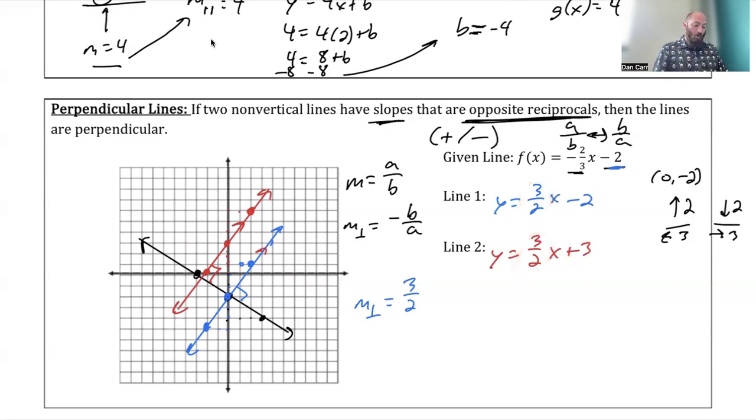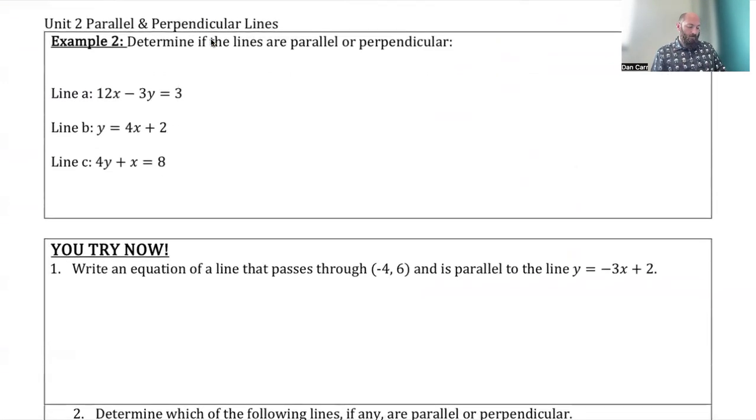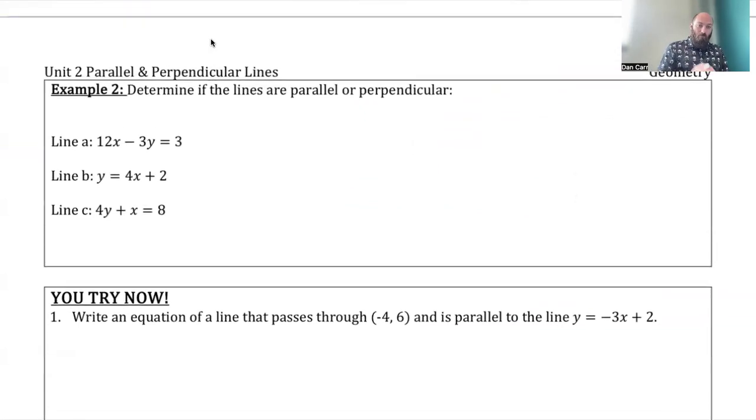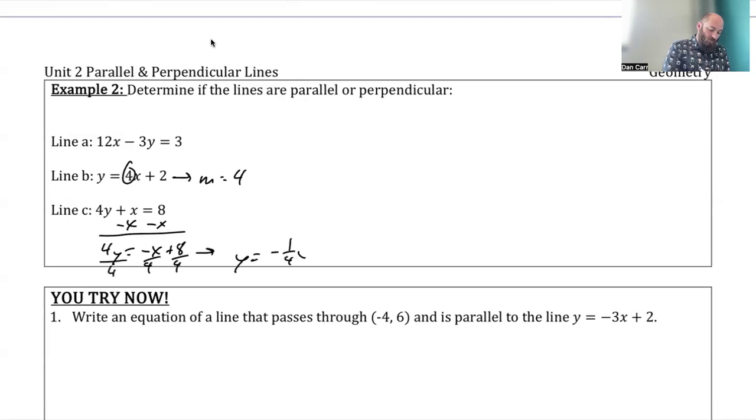All right. So, determine if the lines are parallel or perpendicular here. The biggest thing is we have to identify the slope in each case. For line B, that one's really straightforward. My slope is 4. For everything else, I need to do a little bit of changing around. I'll start with this one. I'll subtract x from both sides. 4y is equal to negative x plus 8. Then I divide everything by 4, so I get y is equal to negative 1/4x plus 2.